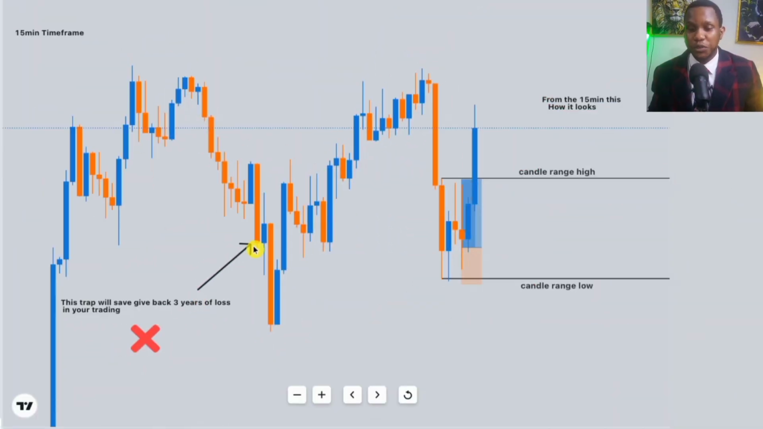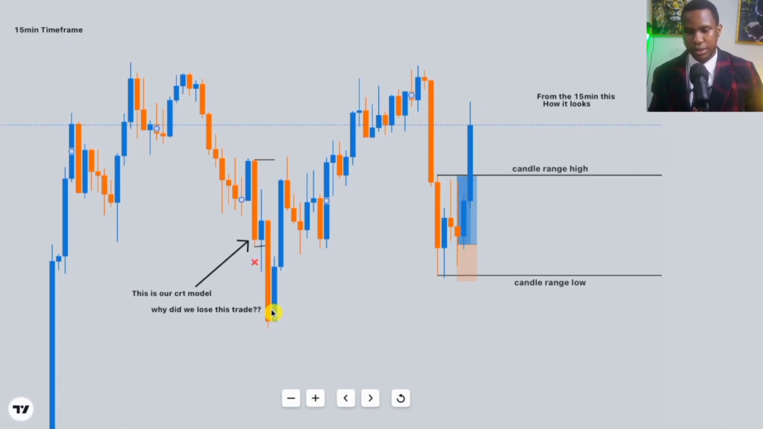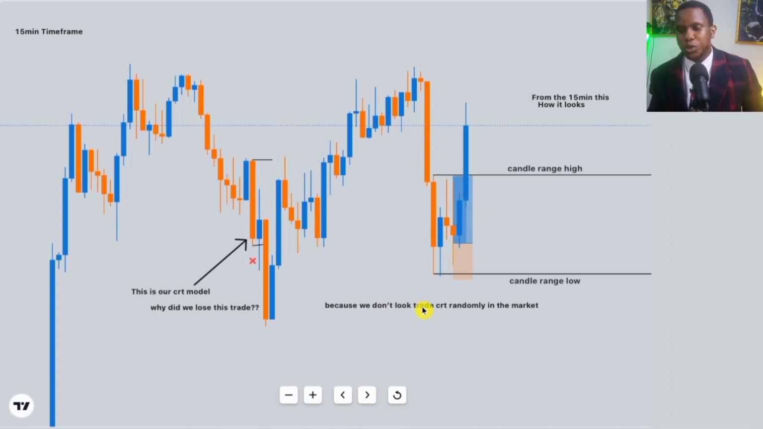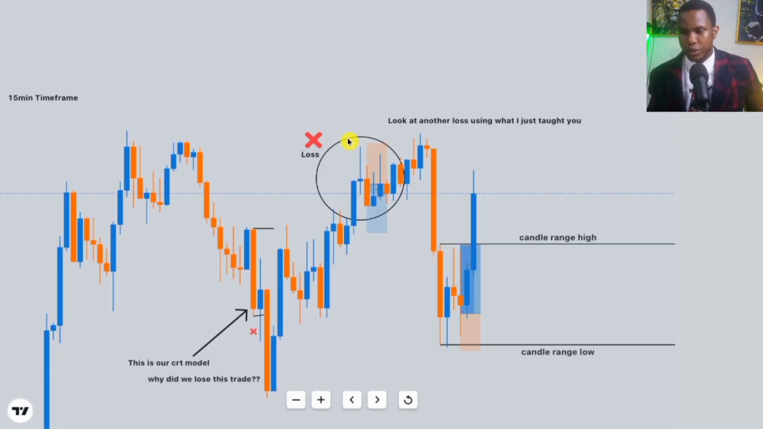Traders, this trap you see here will give you back your 3 years of loss in trading. One stupid candle, can you see this is our sweep, but our next candle was a loss. Why did we lose this trade, traders? Because we don't trade only the CRT randomly in the market. In fact, look at another loss here using what I just taught you.